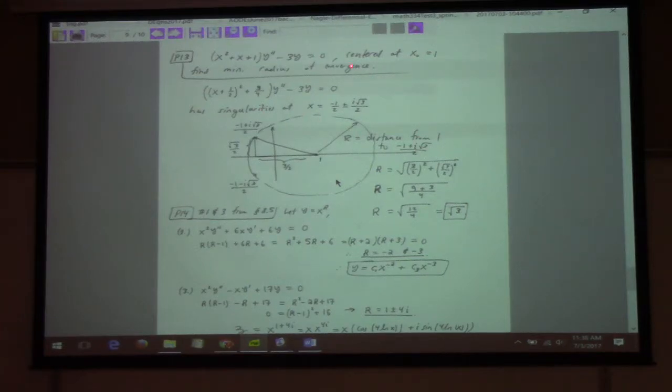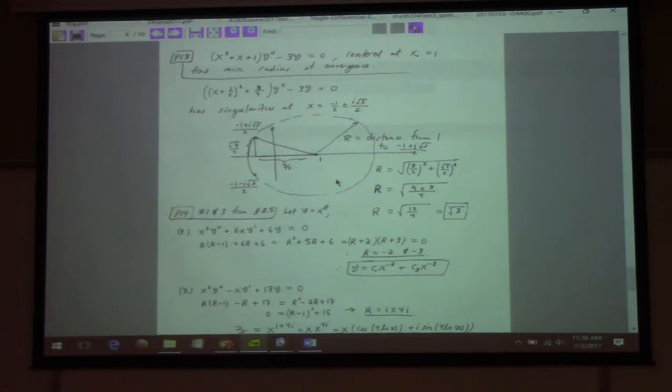And we're saying that the center is at 1. So what's the distance from there to there? Well, it's made from the right triangle, where the base is 3/2 distance and the height is root 3 over 2. So that distance is the square root of the sum of the squares of those, also known as 9/4 plus 3/4, aka 12/4, which is 3. So root 3 is the radius of convergence there.